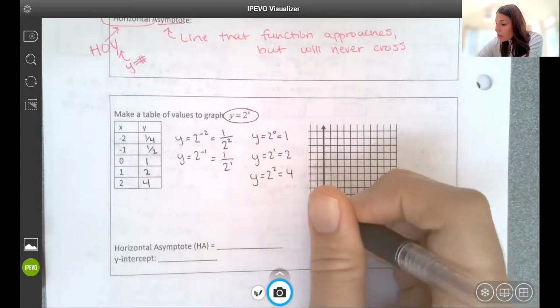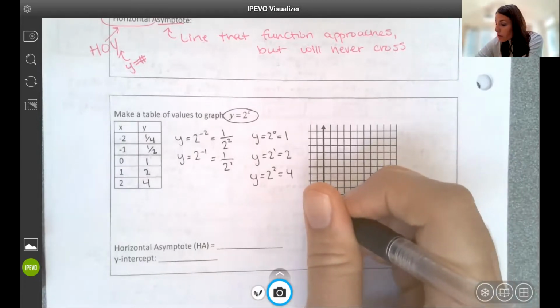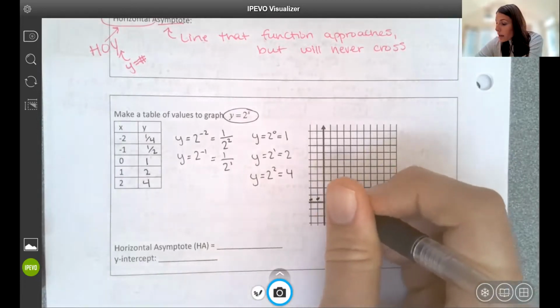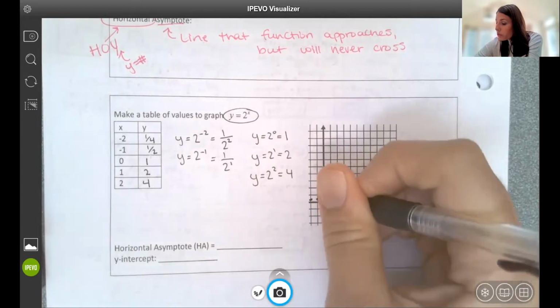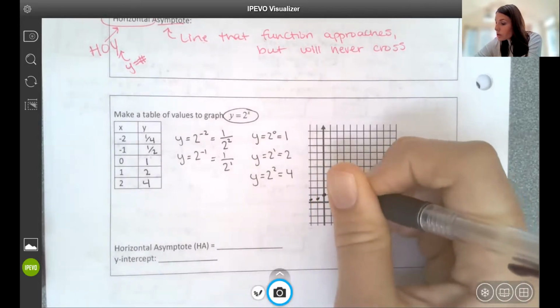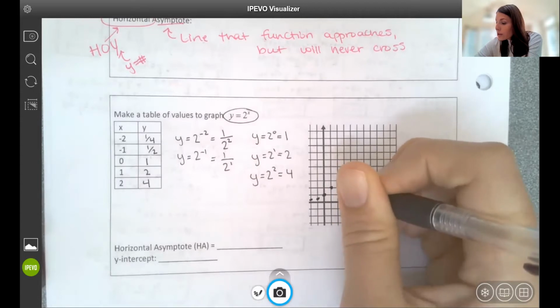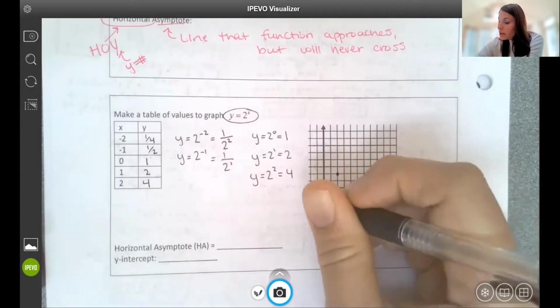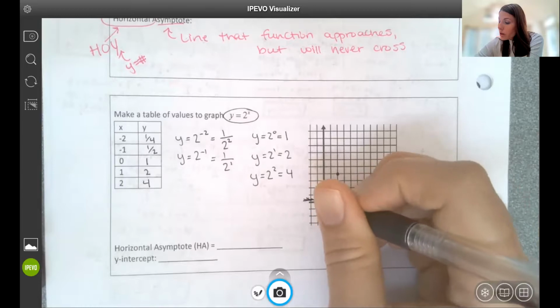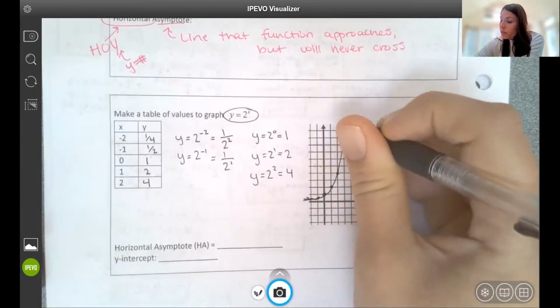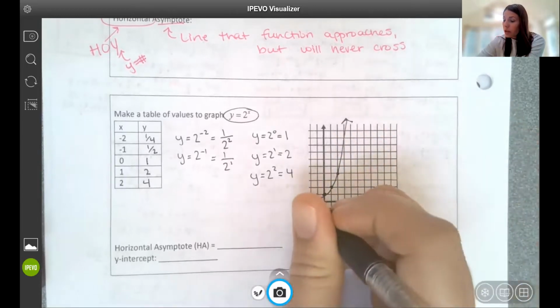So I have -2, 1/4, -1, 1/2, 0, 1, 1, 2, and 2, 4. And that gives us a good sketch of our graph. Okay, and arrows on both ends.